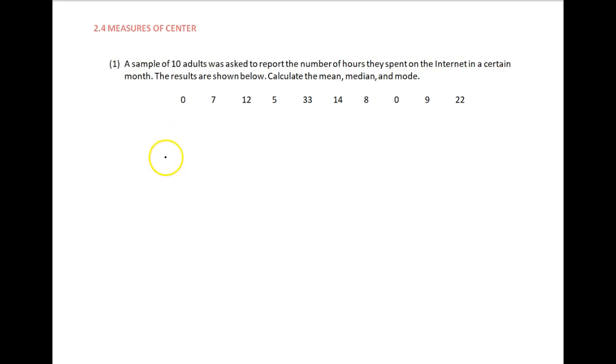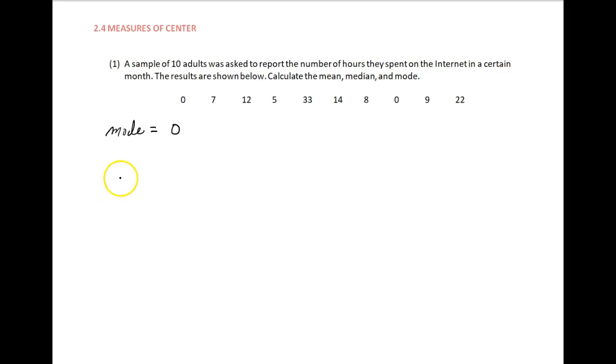The mode, when you have a small amount of data, is probably the easiest to calculate, because the mode is just saying what piece of data occurs the most. Just looking at this data, it's easy to see there's a 0 here and a 0 here. So the mode is just 0, because 0 occurs the most. It occurs twice in the data set. So mode equals 0.